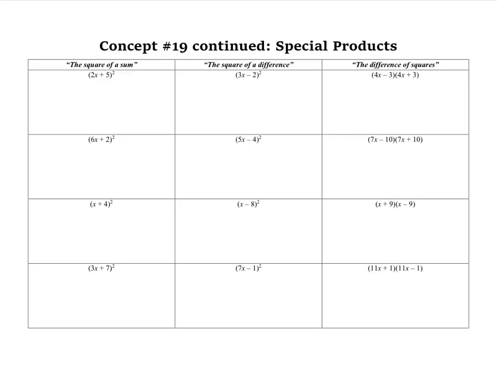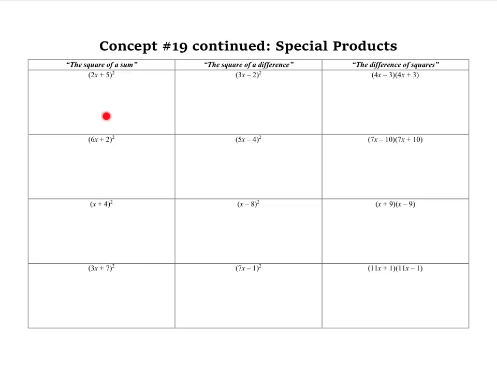So every term in the first set of parentheses has to get multiplied by everything in the second set of parentheses. Well, there are actually 3 types of special products. They're called special products because they have some shortcuts that we can follow. But before we figure out the shortcuts, let's understand what each one is.